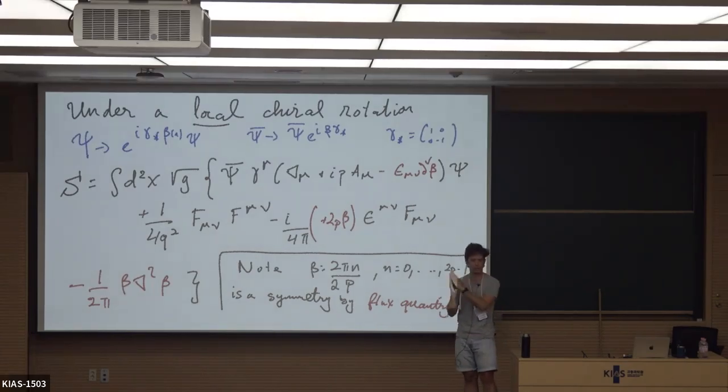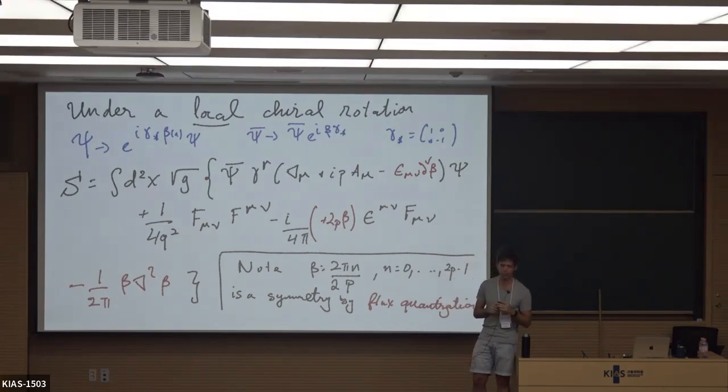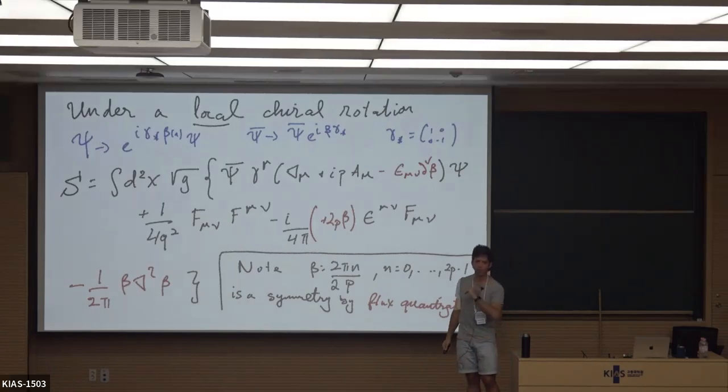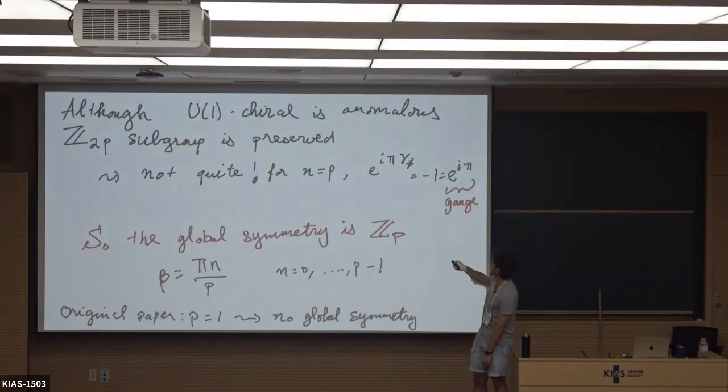So I have a discrete chiral shift of beta in the theory where p is not equal to 1, which looks like I have identified a Z2p symmetry of this theory. That's not quite Z2p, because remember, if n is p, then I have e to the i pi gamma star, which is just equal to minus 1, the same as e to the i pi. So that's just a gauge rotation. The second half of those rotations are related to the first half by a gauge rotation. So actually, I only have Zp. This theory has Zp global symmetry, just like before.